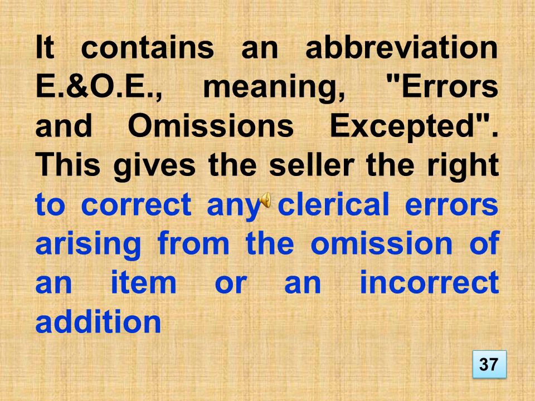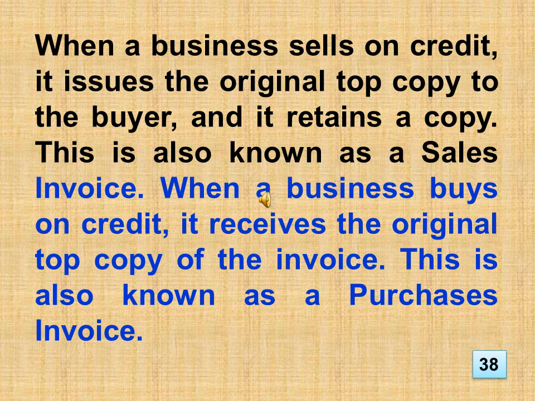This gives the seller the right to correct an honest error arising from the omission of an item or an incorrect addition. When a business sells on credit, it issues the original top copy to the buyer, and it retains a copy. This is also known as a sales invoice. When a business buys on credit, it receives the original top copy of the invoice. This is also known as a purchases invoice.